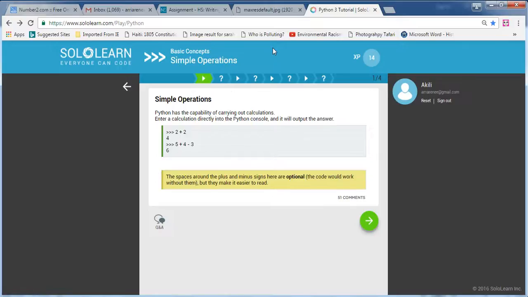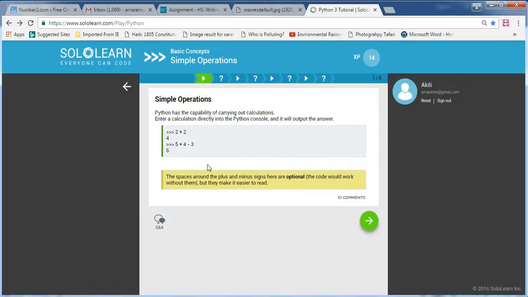Simple Operations is a very fun section for me because I like doing mathematics, and it kind of puts coding and all of the things that you learn in math, like addition and subtraction and division, multiplication, all intermingled in one, and I really enjoy it. So let's get started. The very first direction and question in this section is: Python has the capability of carrying out calculations, and so on.